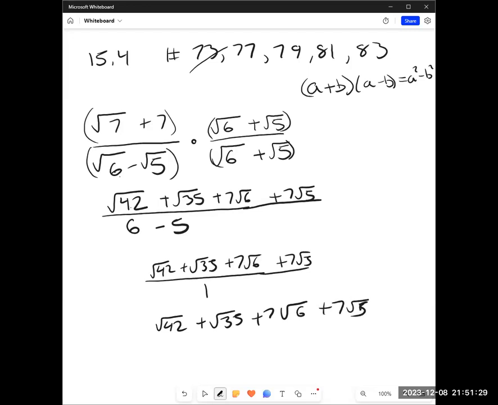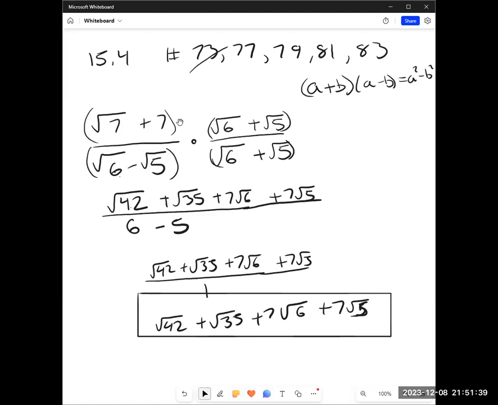I think you can see that, even though it's more terms, it's simpler than the original form that I started off with. That had square roots in the numerator and denominator. These are all just in the numerator all by themselves. And that's what we want. We don't want any square roots in the denominator when we're done.